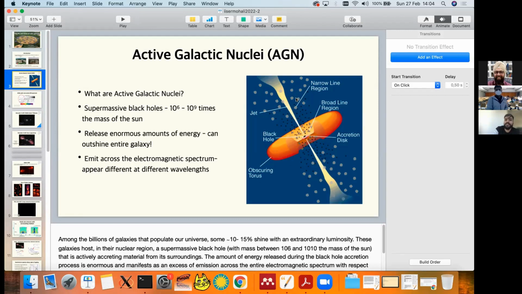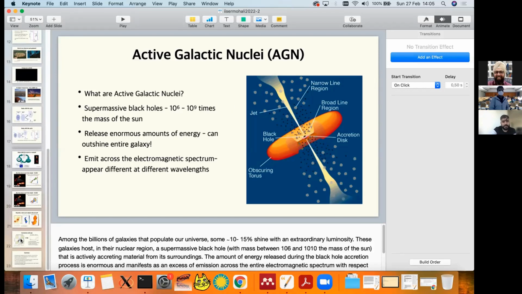The technical reason is that O3 is much easier to detect compared to other spectral lines. It's very strong in these galaxies, so we can detect it for a larger number of galaxies. If you want to study a sample, you want high detection rates. You want to be able to say something for a large number of objects.